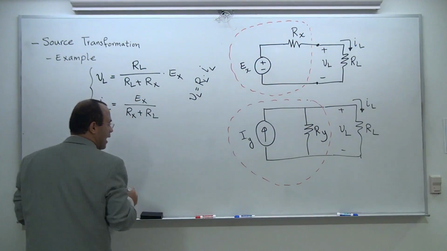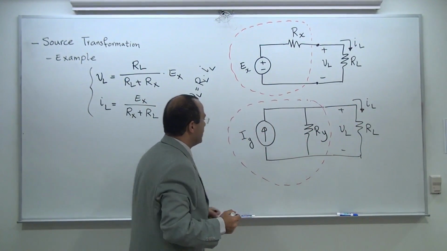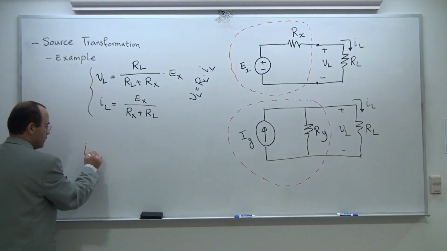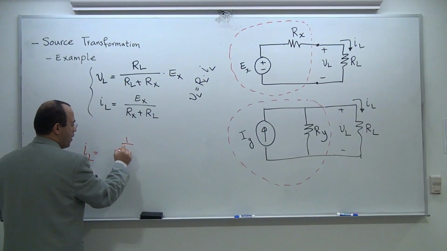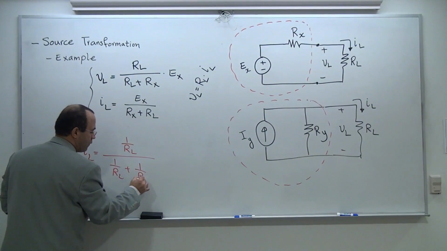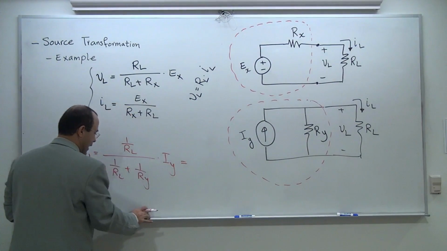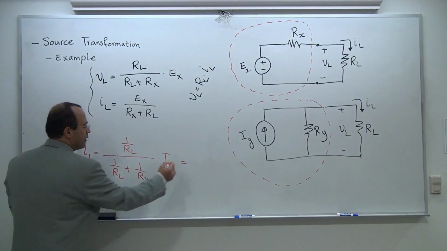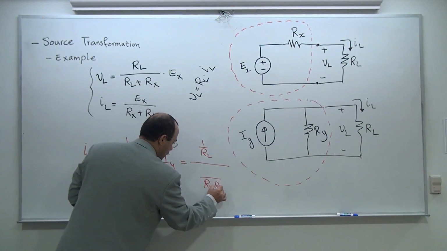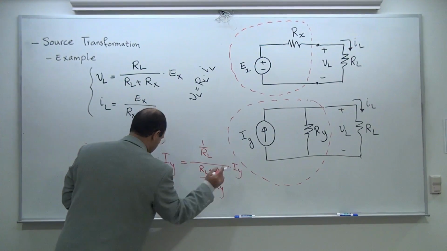Let's take a look at the second design and see how it is. IL is easy to find. You can actually apply the current divider principle. I'm going to use a different color. So IL is equal to, let's do the Ohm's law, the G rule, 1 over RL plus 1 over RY times IY. Let's simplify this because I need that. So let's do the common denominator. 1 over RL, RY, RL plus RY times IY.